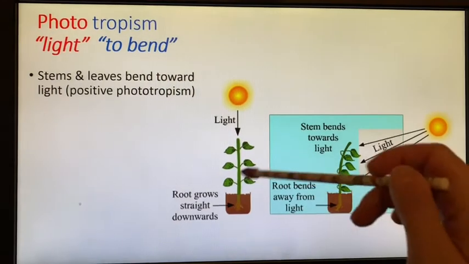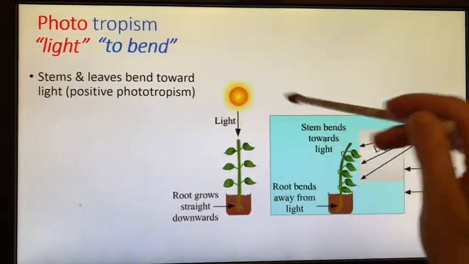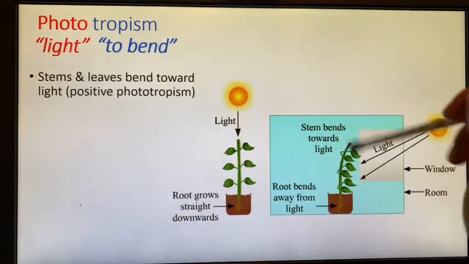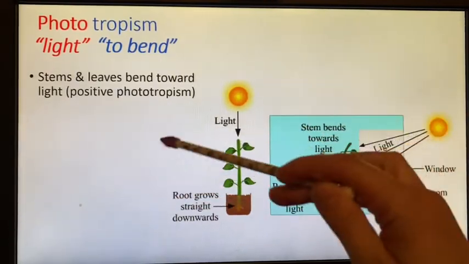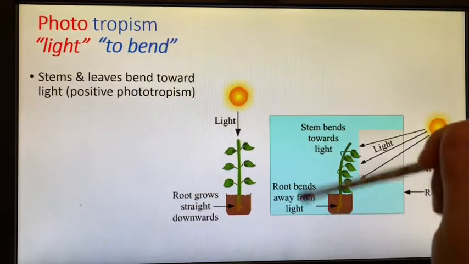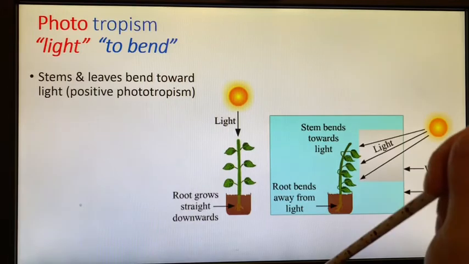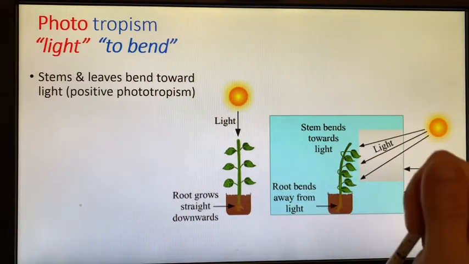So in a plant in normal circumstances, the light is all around, the sun moves through the sky, and so it gets an even exposure of light on all sides of the plant. And plants will grow straight up, and the roots will grow straight down.